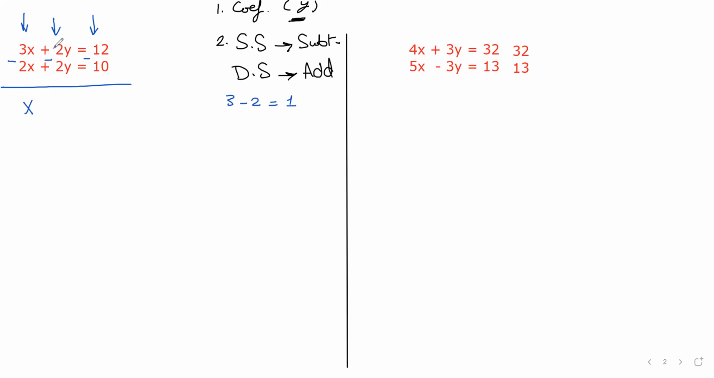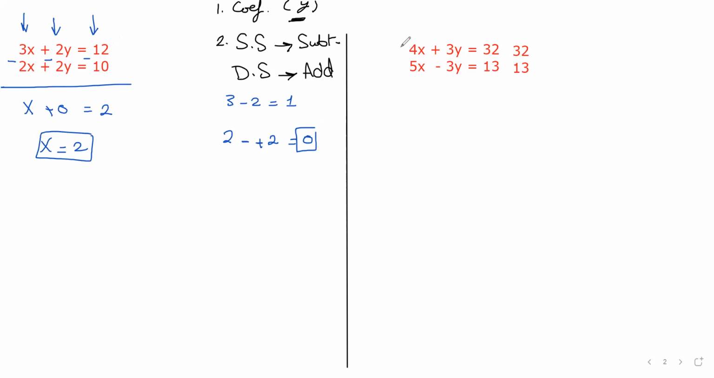The second arrow, positive 2y minus positive 2y. On the calculator, it's like 2 minus plus 2, which is 0. And this is my target. My target here is to eliminate one of the unknowns in order to get the value of the first one. So I'll have here plus 0 equals 12 minus 10, which is 2. So x equals 2, and this is the first part of the question. Second part, I'm going to apply the third step.